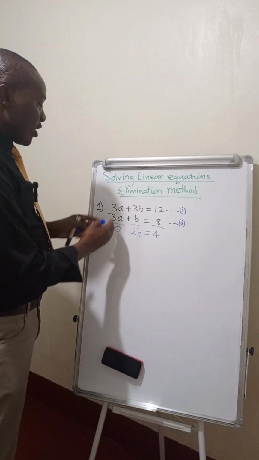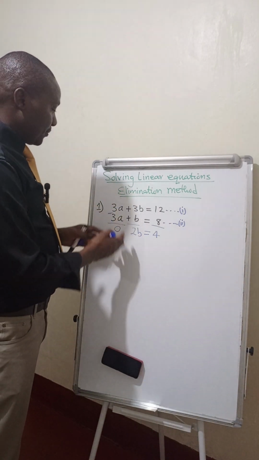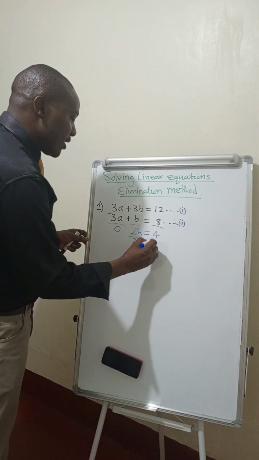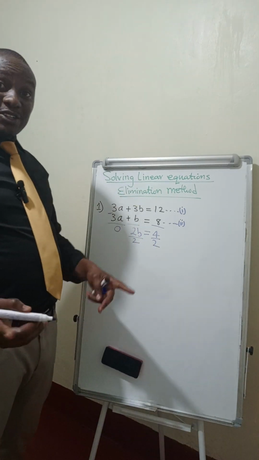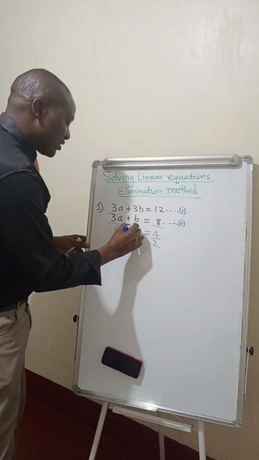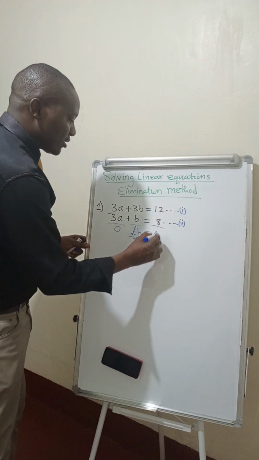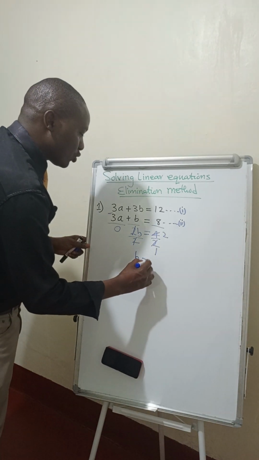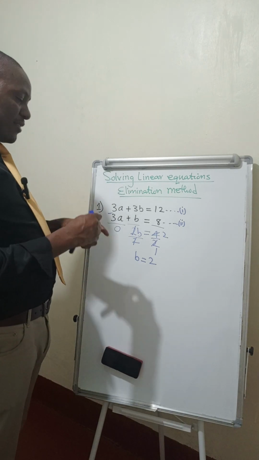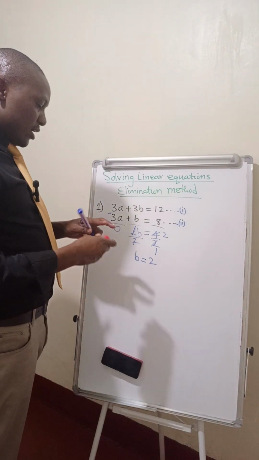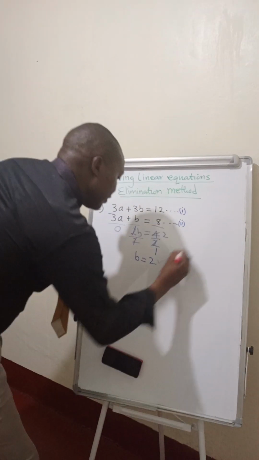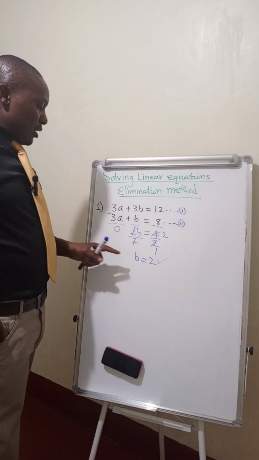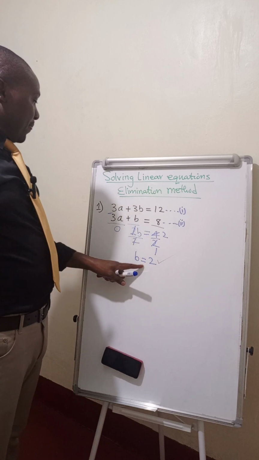Elimination method. We have eliminated the A's. Now, how do we get the value of B? Divide both sides by 2. What next? 2 cancels 2. 2 once, 2 twice. So B is equal to 2. And that's how you'll get your beautiful tick. Wonderful. Now, you have got the value of B.